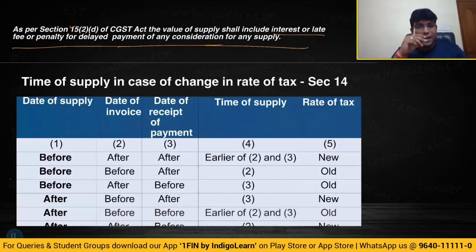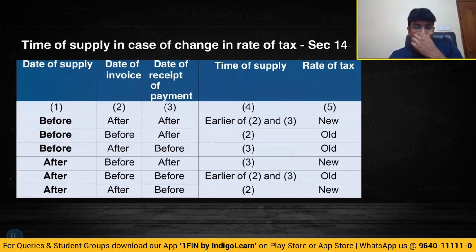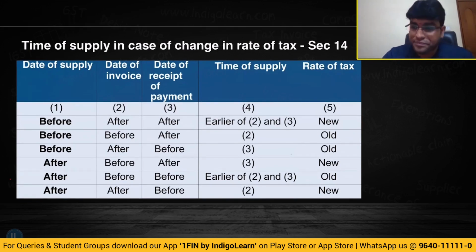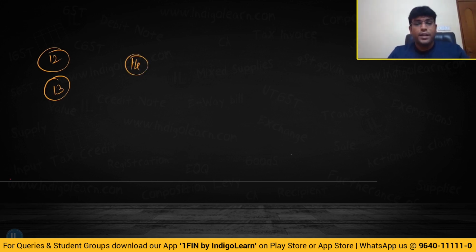Now, finally, the last discussion, which is pretty simple and easy. Time of supply in case of change in rate of tax. Friends, section 12 deals with what? Time of supply related to goods. Section 13 deals with what? Time of supply related to services. Section 14 deals with time of supply related to change in rate of tax.